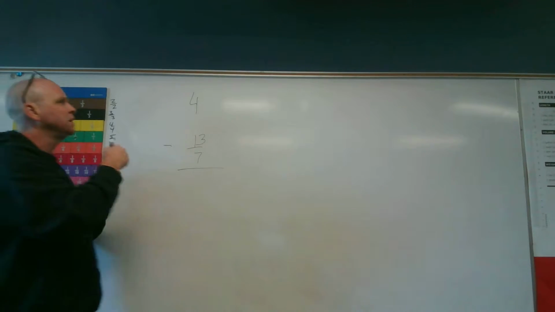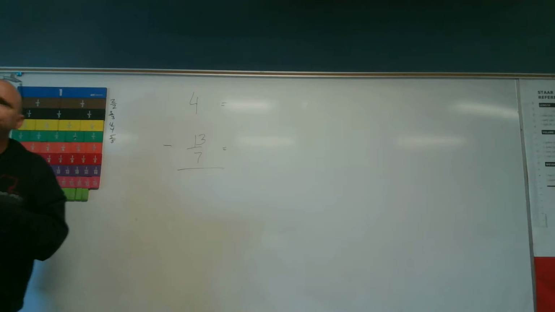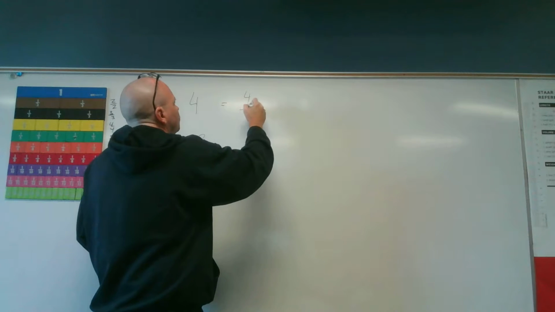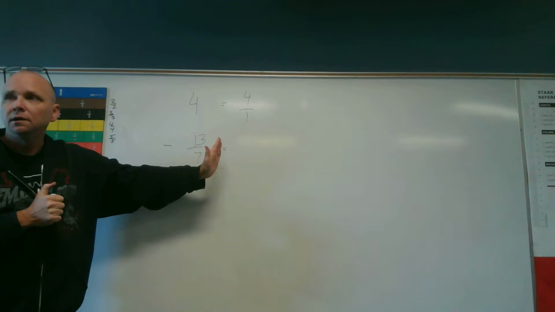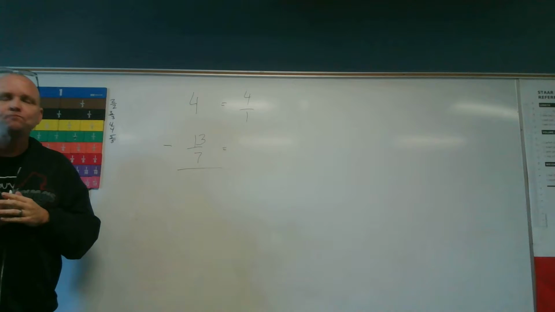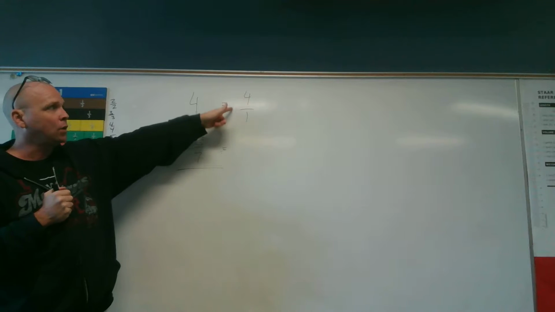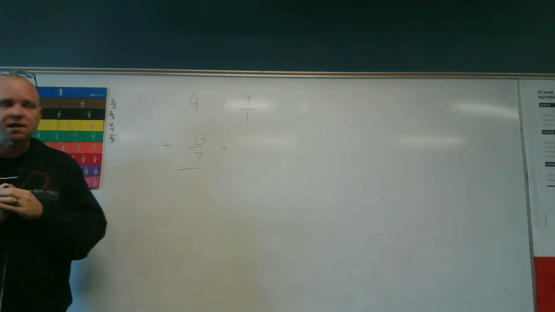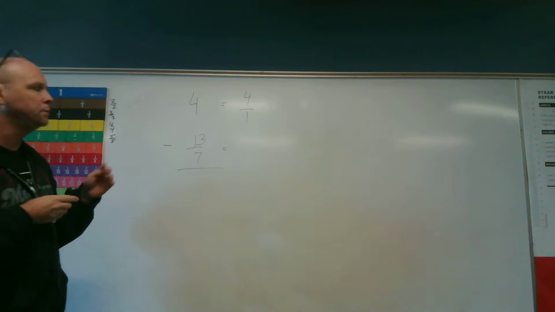Okay, but I want to start by changing this. Zen? Change it to 4 over 1, because it's 4 wholes. Now, that's for any whole number. You can change any whole number into a fraction by simply putting it over 1. Because if I were to say this is an improper fraction, I would divide my 1 into 4, and it would go in 4 times.